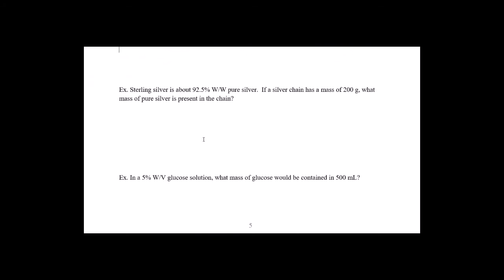Sterling silver is 92.5% by weight, by mass, pure silver. If a silver chain has a mass of 200 grams, what is the mass of pure silver present in the chain? So here we're going to treat the pure silver like my solute. And the sterling silver is the total solution. So I'm looking for my mass of solute. My 200 grams is my total solution.